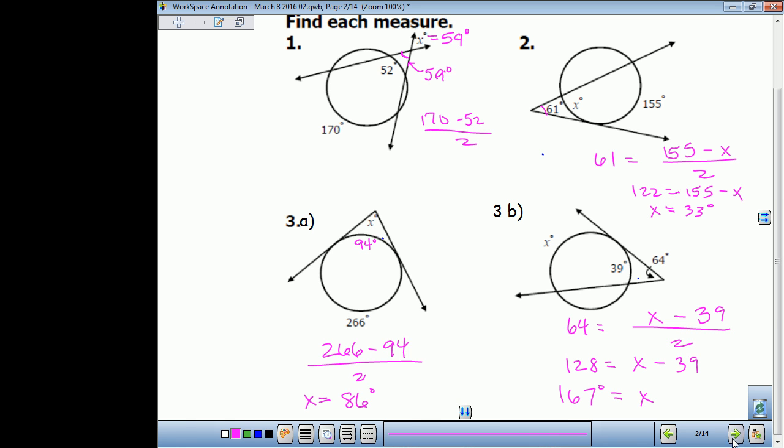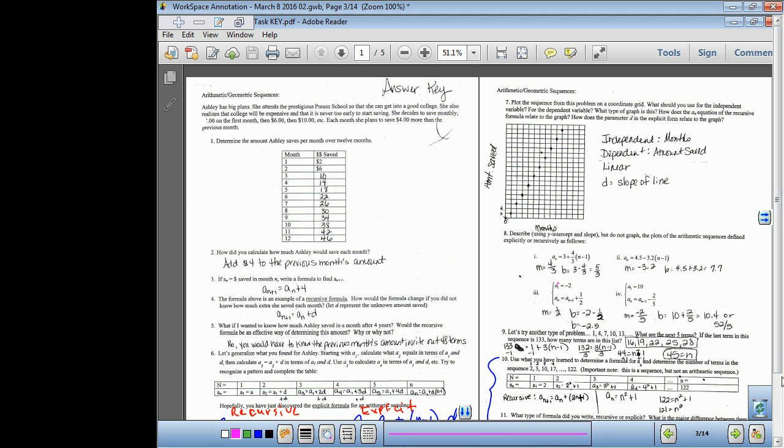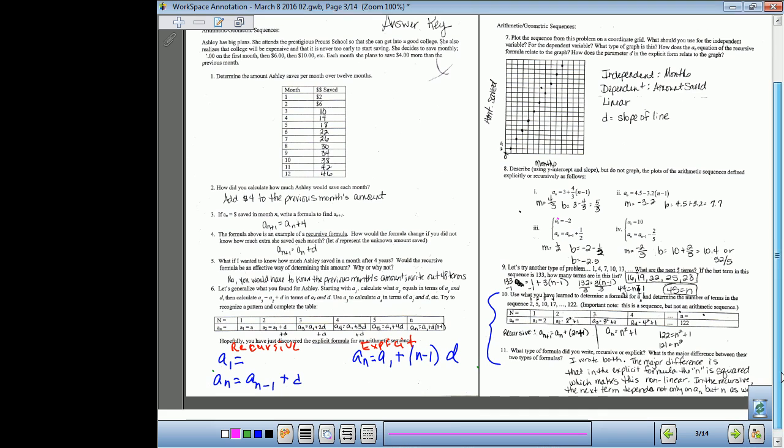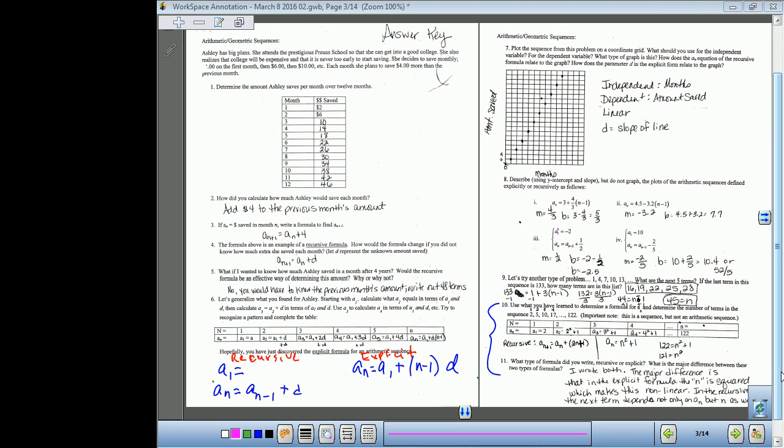Okay. All right, let's go over your homework real quick. I'm going to come by, you're going to flip it. I'm going to try not to get nauseous while you're flipping. And we're going to talk about these. Okay, so these are the answers from the arithmetic.